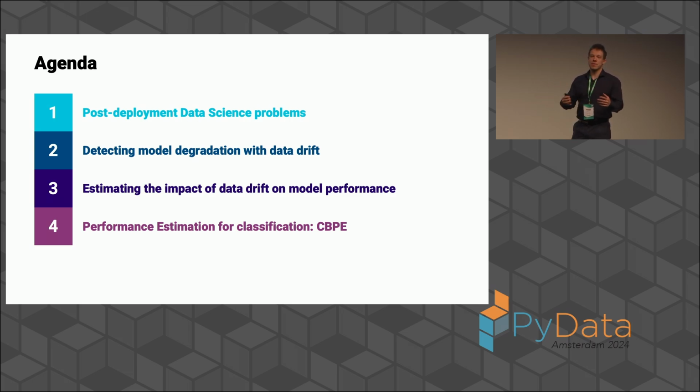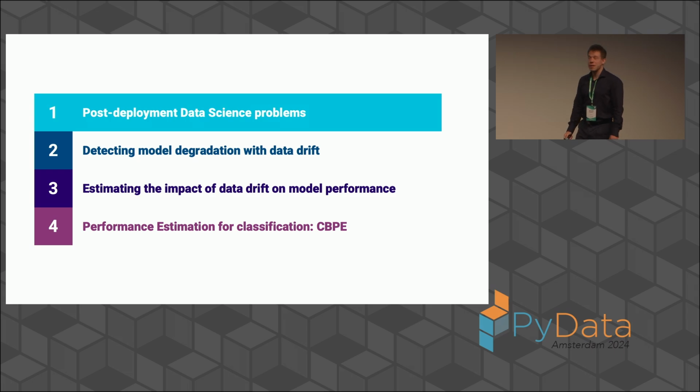We're going to build an intuition of how it's possible to do this in the absence of the target data or ground truth data, so whether we can actually estimate performance without access to the targets. And then at the end, we're going to talk about a specific algorithm that we devised at NannyML and open sourced that allows you to estimate model performance without access to ground truth for classification models. That algorithm is called CBPE, which stands for confidence-based performance estimation. We're not very creative with our names.